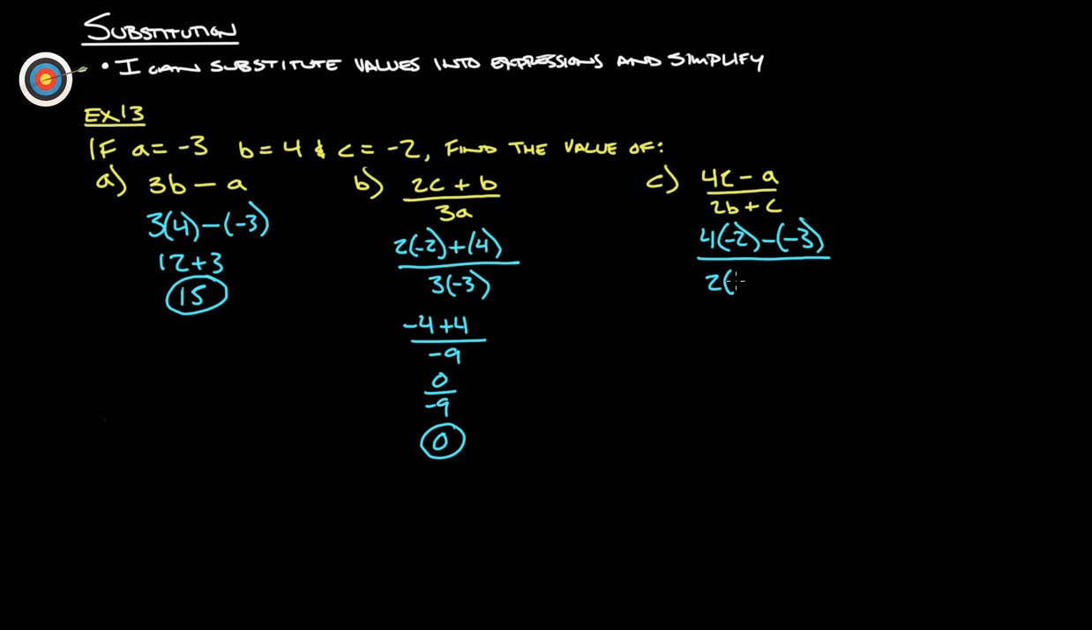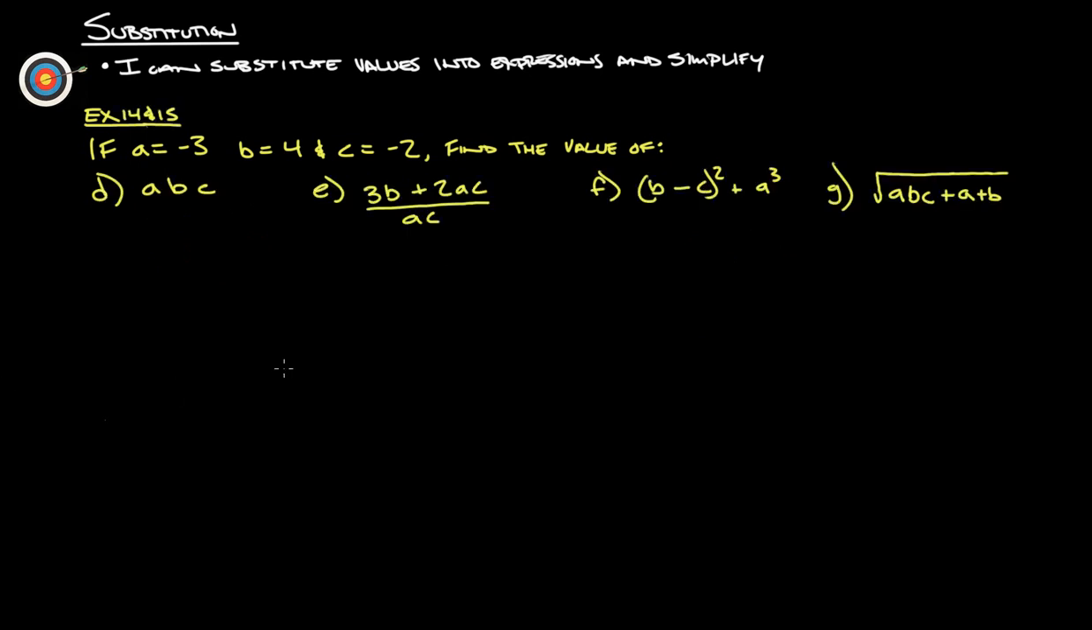So B is 4. Plus C is -2. All right. 4 times -2 is -8. Minus -3 is plus 3. All over 2 times 4 is 8. Plus -2 is -2. So that's -8 plus 3 is -5 over 6. So we'll just leave it as that. All right. Let's try these here.